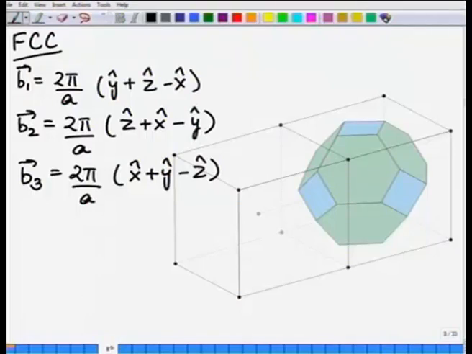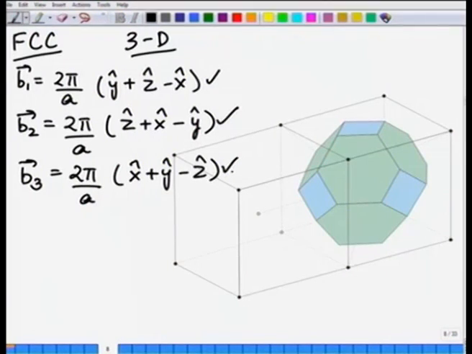So in order to do so, let's use FCC. So now three dimensional. Let's do the 3D now. Let's consider FCC. What happens in the case of FCC? The reciprocal lattice vectors for the FCC lattice are given right here: 2 pi by a times y hat plus z hat minus x hat, then 2 pi by a times z hat plus x hat minus y hat right here, B2, B3, 2 pi by a times x hat plus y hat minus z hat right here.